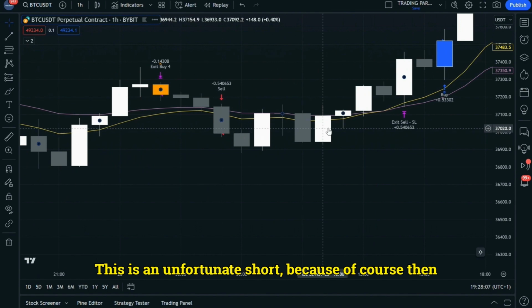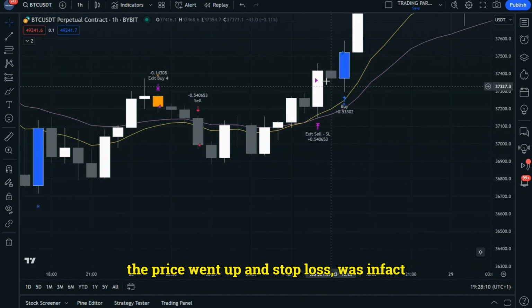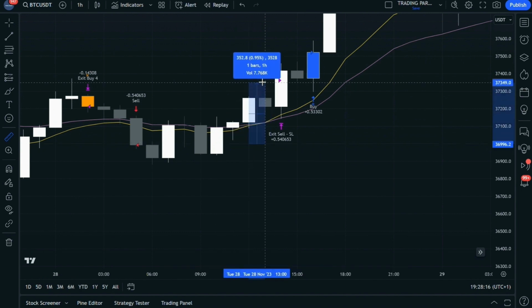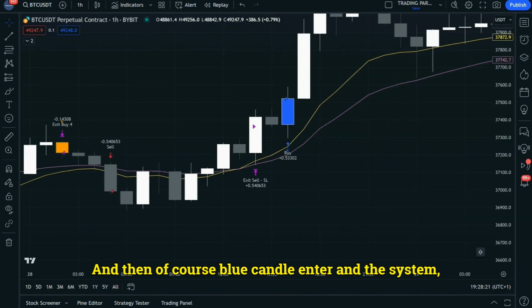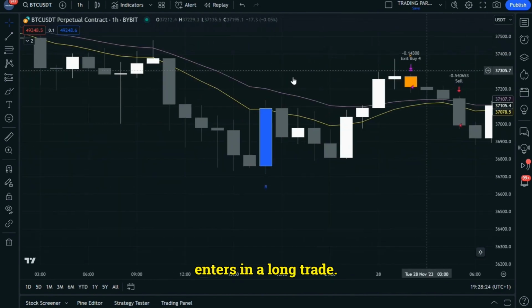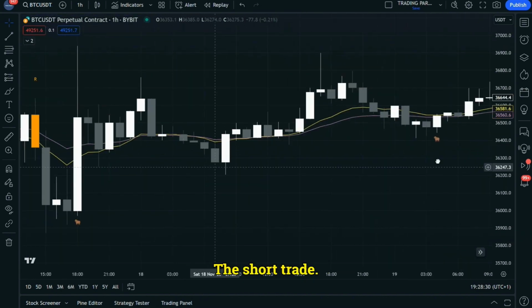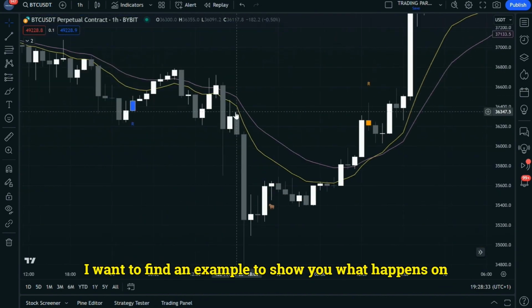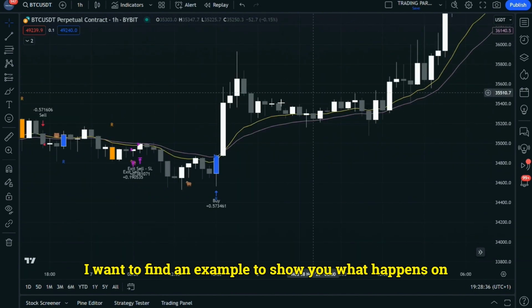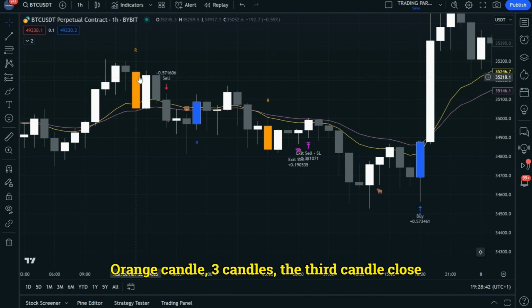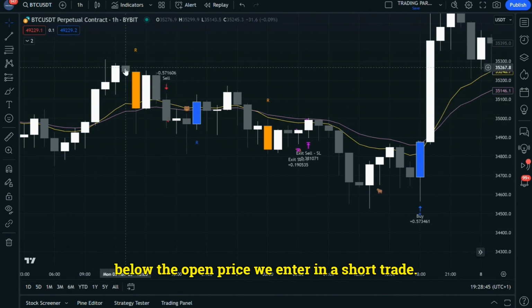This is an unfortunate short because of course then the price went up and stop loss was hit. In fact, precisely 1%. And then of course blue candle, the system enters in a long trade. But what I want to focus on is the short trade. I want to find an example to show you what happens on the price chart. Okay, we have here an example. Again, orange candle, 3 candles, the third candle closes below the open price, we enter in a short trade.